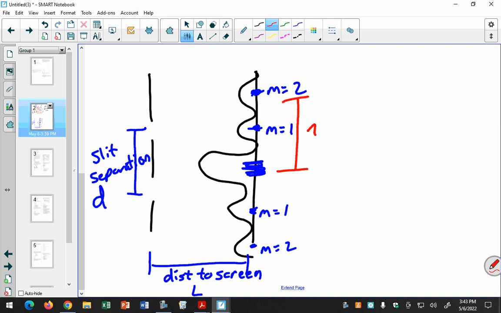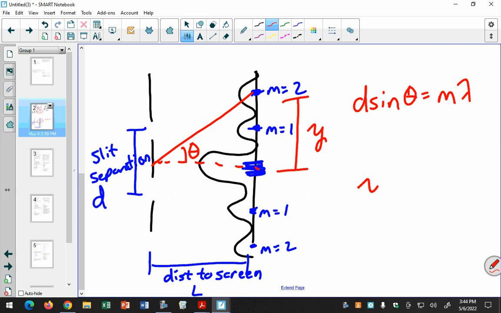And then if I want to know the distance to a particular order, say I want to know the distance to m = 2, that's y. This angle, if I'm going to the second order, this angle is theta. So that all comes into the equations, d sine theta equals m lambda, and then y equals L tan theta. That's just an application of our trig, our SOHCAHTOA. So this is our equation for double slit and for diffraction grating.